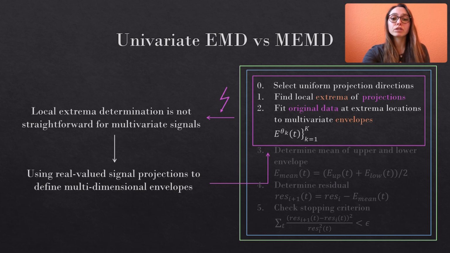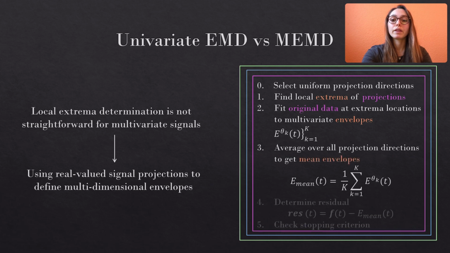So the projections only serve the purpose of telling us at which time instances the local extrema occur, because we cannot extract this information from the multivariate data. But to precisely determine the enclosing envelopes, we use the multivariate data again. Once we obtained the envelopes, we can proceed similarly to the univariate EMD.